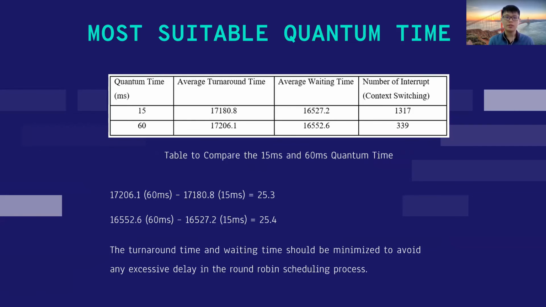According to the explanation of average turnaround time and average waiting time from my group members, the most suitable quantum time is 50 milliseconds because they both have the lowest average turnaround time and average waiting time, respectively, for job list 4. The turnaround time and waiting time shall be minimized to avoid any excessive delay in the round-robin scheduling process. But the difference between the average turnaround time and waiting time for 50 milliseconds and 60 milliseconds quantum time is not that big, with a 25.3 average turnaround time and 25.4 average waiting time as shown in the table.